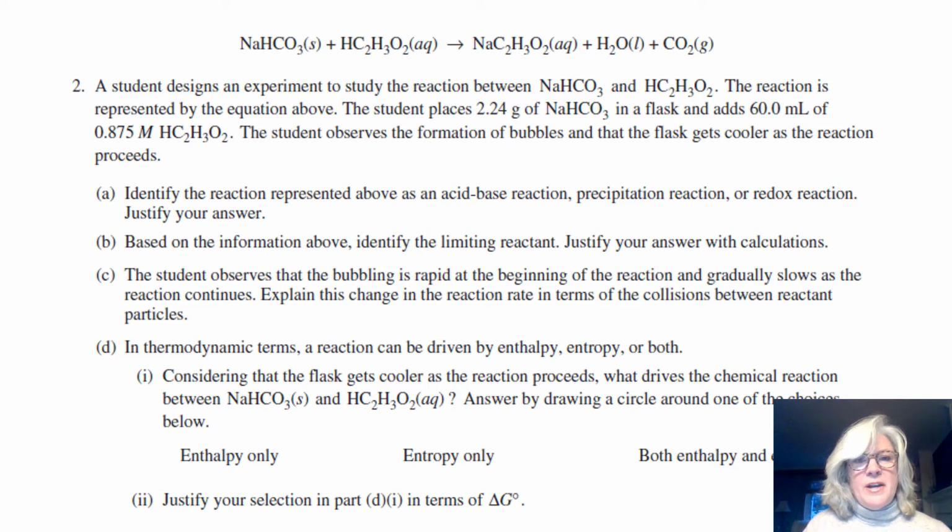We've got a reaction between this ionic salt and acidic solution that produces a basic solution with water and a gas. First part of the question, they want to know what type of reaction it is. Then they want you to identify the limiting reactant, talk about reaction rates. And then we're going to get to D, which is what's not going to be included on the exam. But I'm going to go over that just because we've covered most of it.